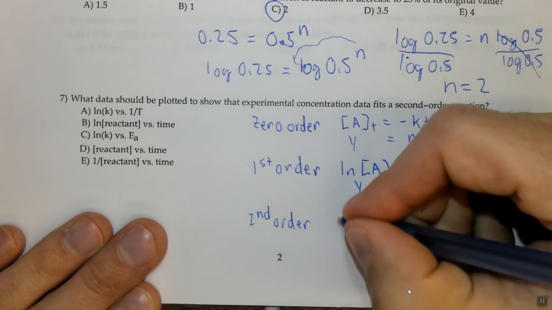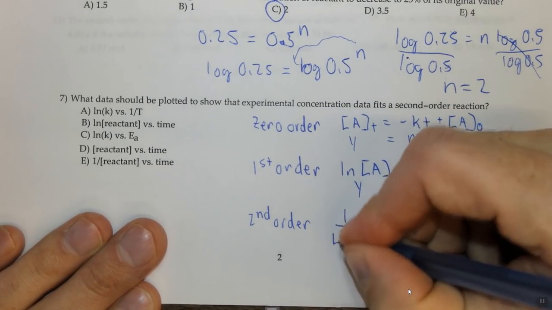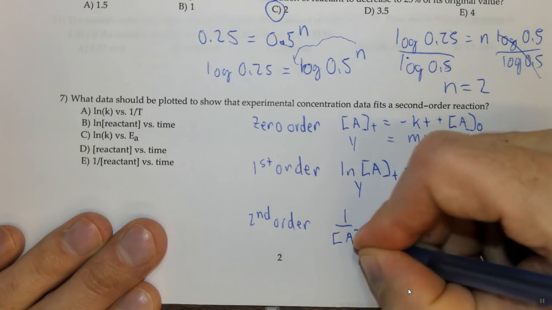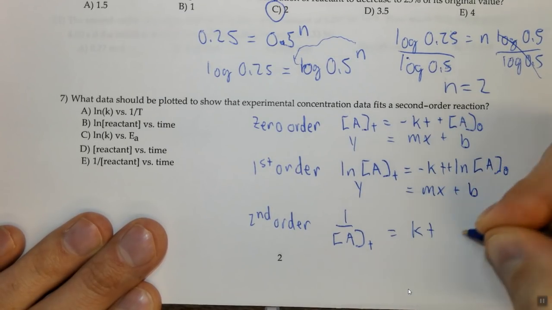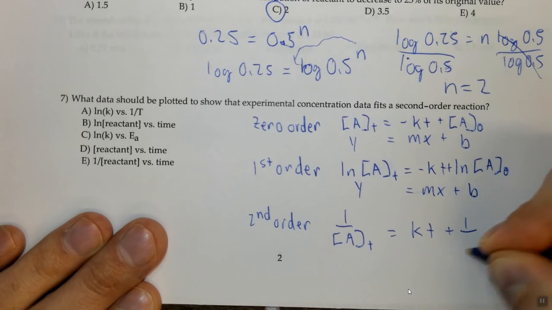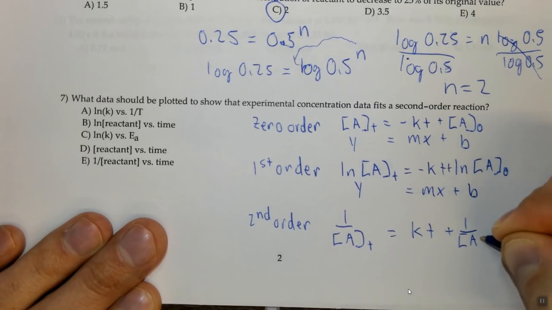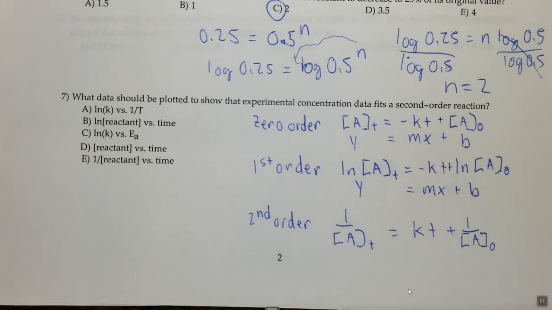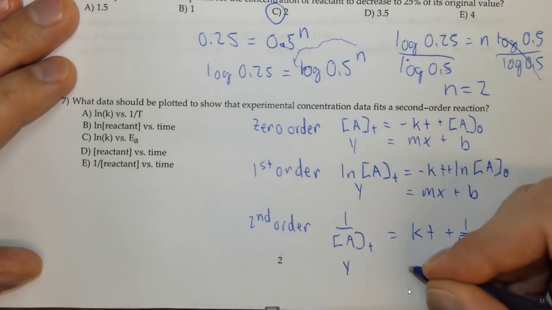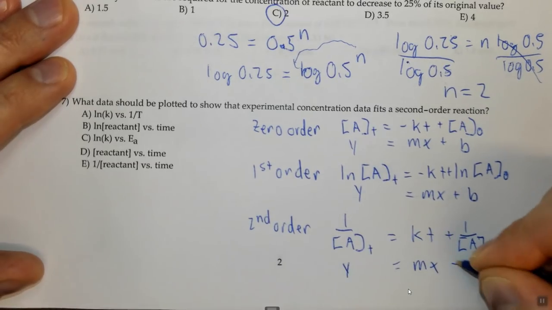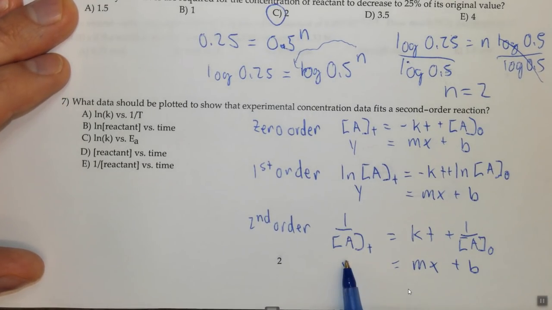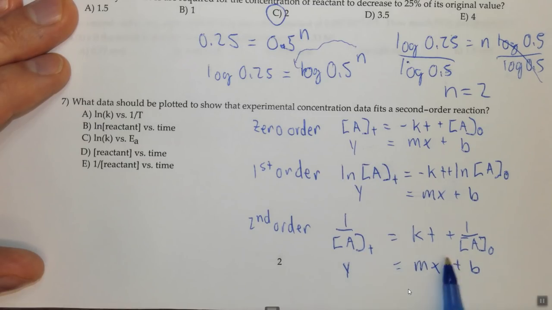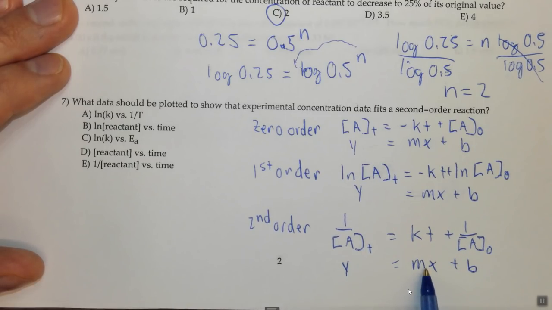the integrated rate law would be 1 over the concentration of A at some time equals kt plus 1 over the concentration of A initially. So this is the second order integrated rate law. Again, y equals mx plus b. The y value should be 1 over the concentration of A, and the x value should be time.